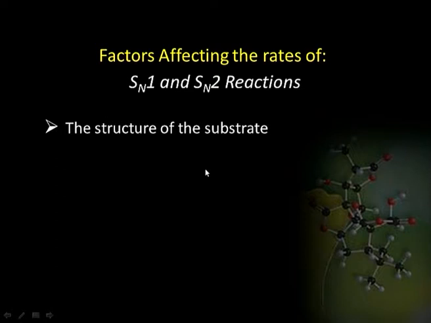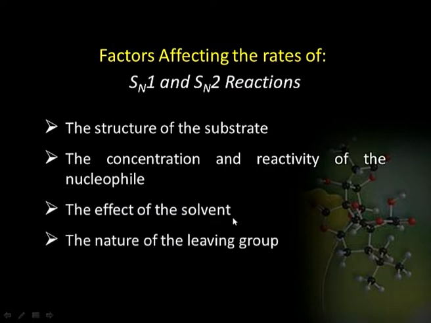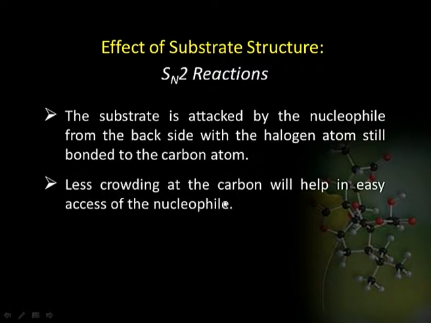The structure of the substrate, the concentration and reactivity of the nucleophile, the effect of the solvent, and the nature of the leaving group are the factors. Now, effect of substrate structure on SN2 reactions. The substrate is attacked by the nucleophile from the back side with the halogen atom still bonded to the carbon atom. Therefore, less crowding at the carbon will help in easy access of the nucleophile.